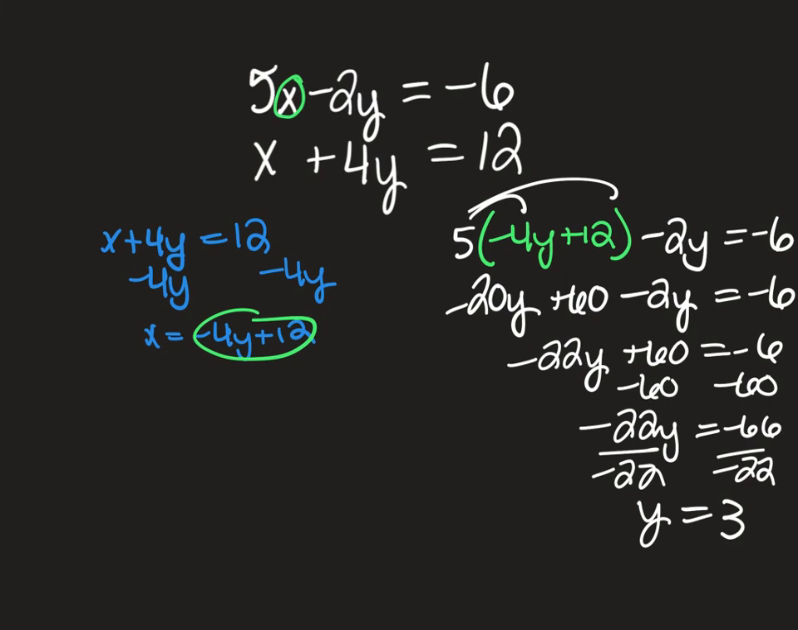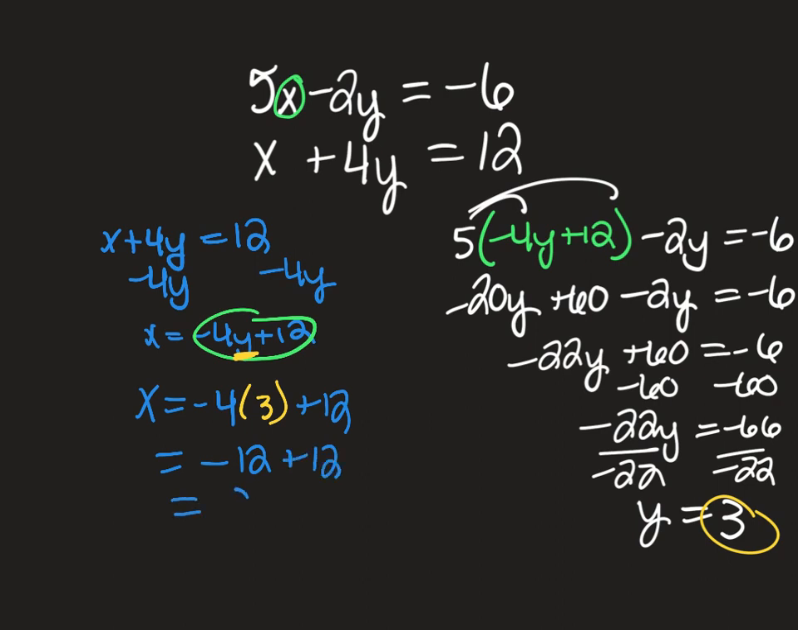Right, then we're going to take that 3 and plug it in for y right here. So we get x equals negative 4 times 3 plus 12. So you get negative 12 plus 12. So x is 0. Right, and it's perfectly fine to get 0 as an answer for these. It happens fairly regularly.